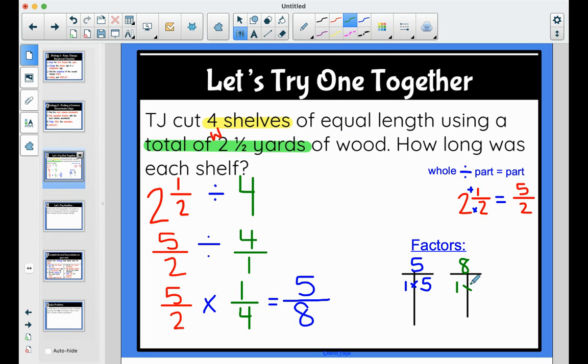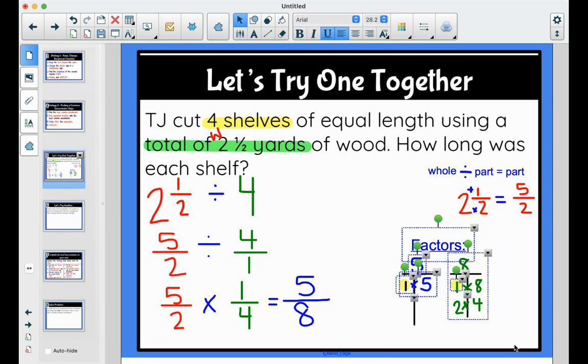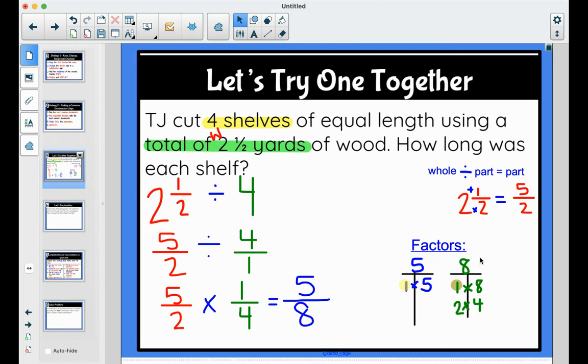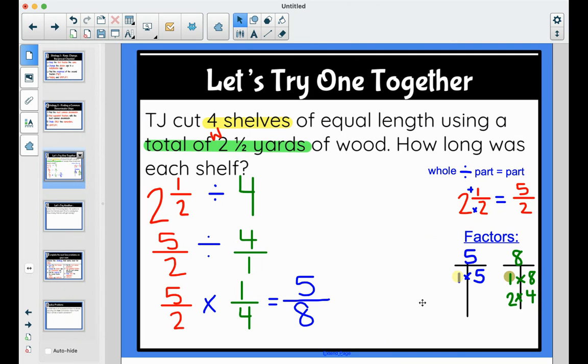1 times 8, and 2 times 4. So now I need to determine what they have in common. I see that they have a 1 in common. And then there's nothing else in common. So the fact that the only thing I have in common is a 1 tells me I can't simplify this any further. If I divide by 1, I'm going to get 5/8 all over again. So here's my final answer of 5/8.